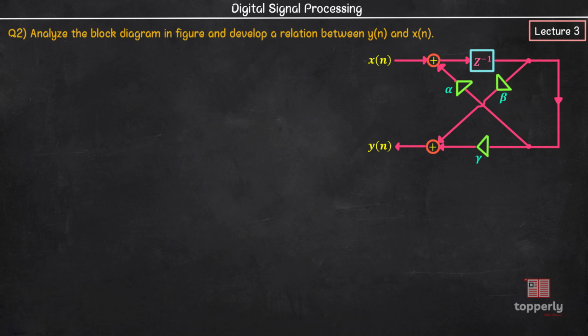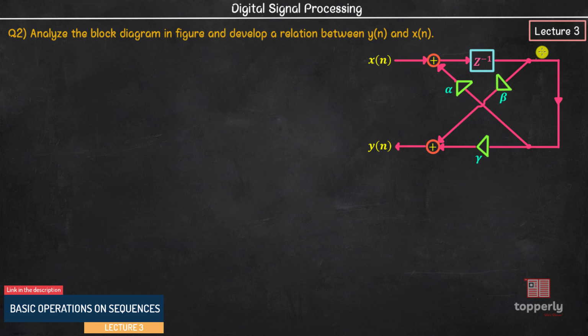Coming to the second question, we need to analyze the block diagram given in the figure and develop a relationship between x of n and y of n. For those who are unfamiliar with this topic, the theory for this question is covered in lecture 3 of our DSP lecture series.